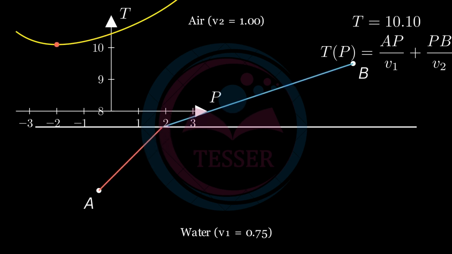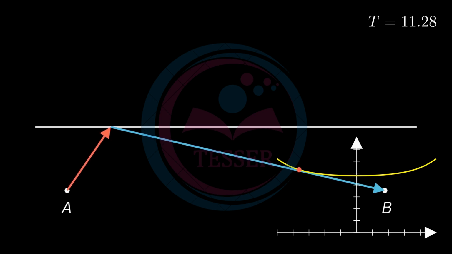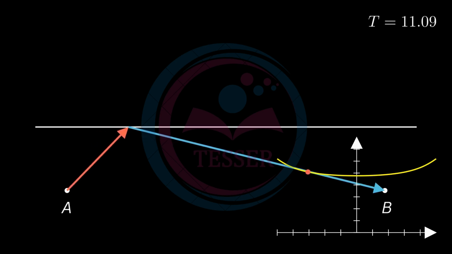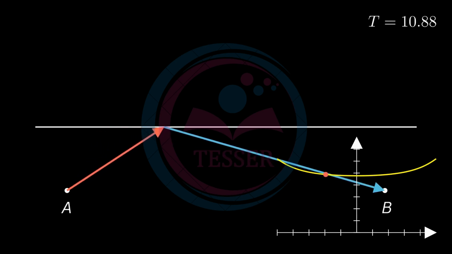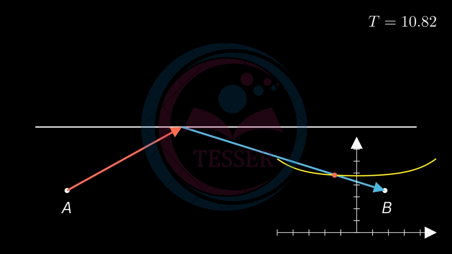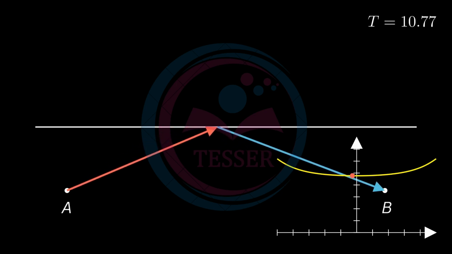Now let us apply the same idea to reflection, where light remains in the same medium. Light travels from point A, reflects off the mirror, and reaches point B. The speed of light is the same everywhere. Once again, we allow the point of reflection to slide along the mirror. Each choice gives a different path, and a different travel time. The graph now shows total time versus reflection point.